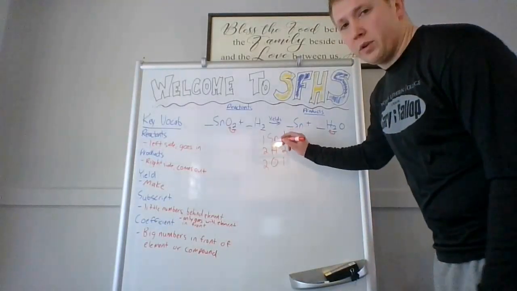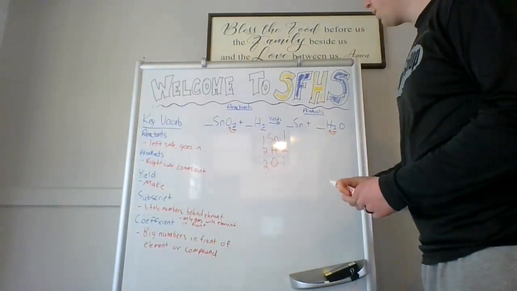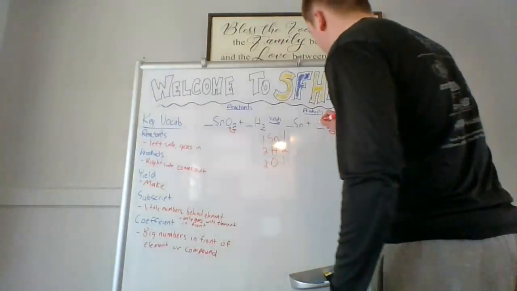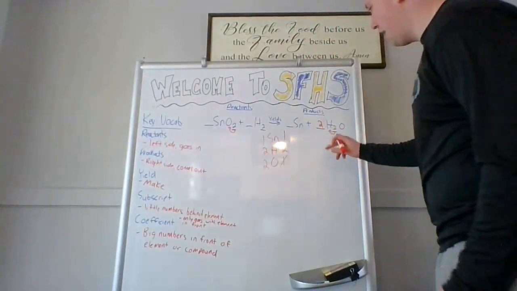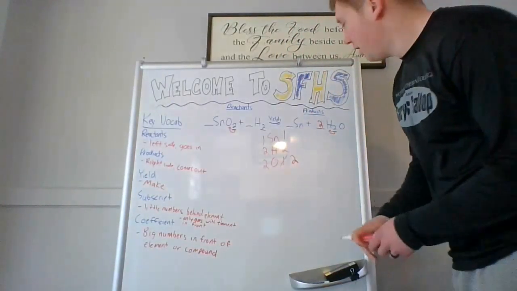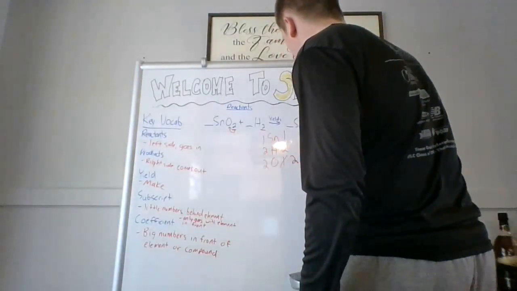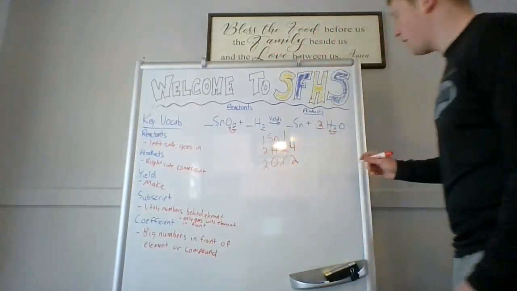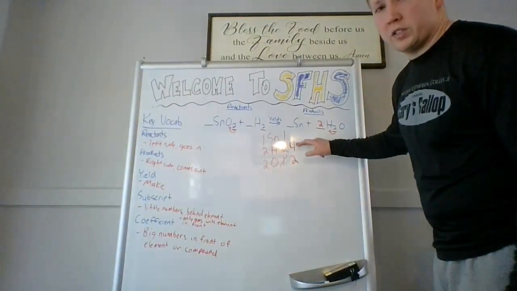So our Sn's are equal, our H's are equal, but our O's are not equal. We have two O's over here, we have one over here. So we're just going to put a 2 right there. And then I'm going to put a slash through that number. And now we have two O's. So now the O's are balanced. But putting a 2 there also changed the H's. So I have to put a slash through here. Now we have 2 times 2 is 4. So now we have 4 H's. So now our Sn's are balanced, our O's are balanced, but our H's are not balanced.